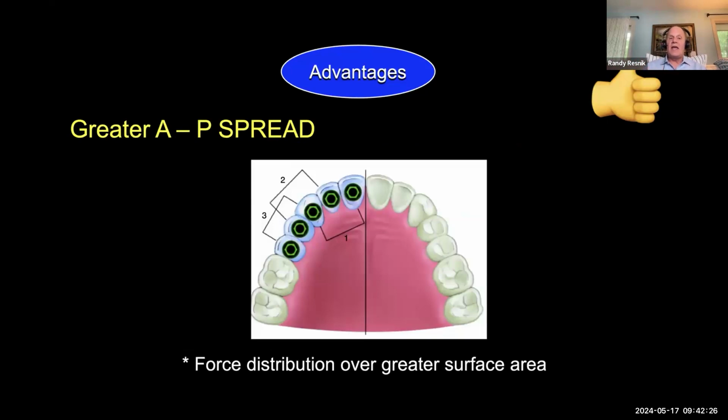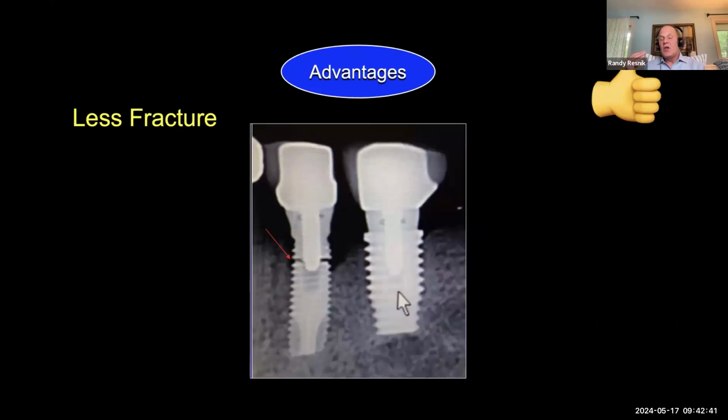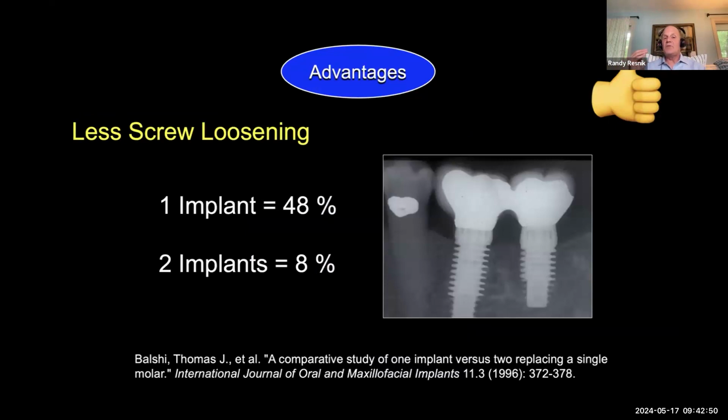It gives us a greater AP spread. So we know that when you connect two implants together, you have a greater anterior to posterior spread. What does that do? That allows the force to be distributed over a greater area. We know from studies that there is a lower fracture rate. We see more fractures on single implants than we do with splinted implants. We also know that studies show that implants that are connected have a lower chance of screw loosening than one single implant by itself.